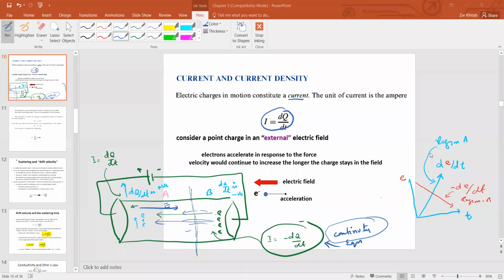Okay, so we said this is called the continuity equation, right? Check its spelling. We call this the continuity equation, right?